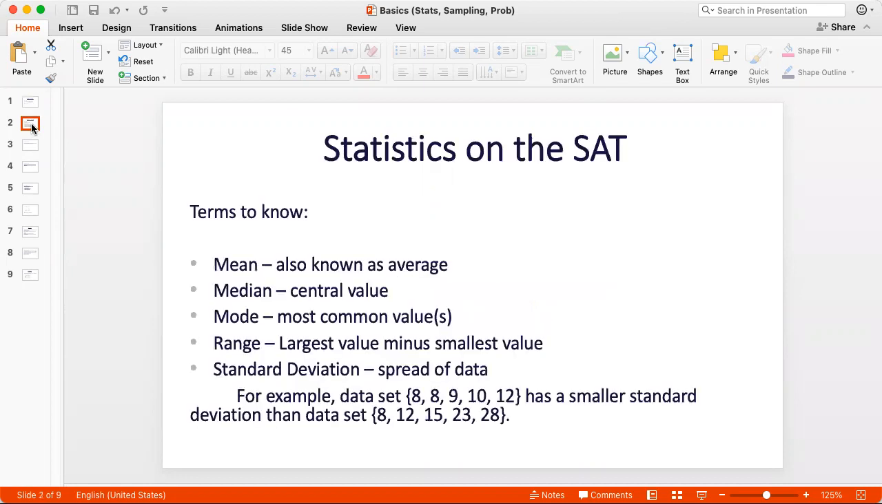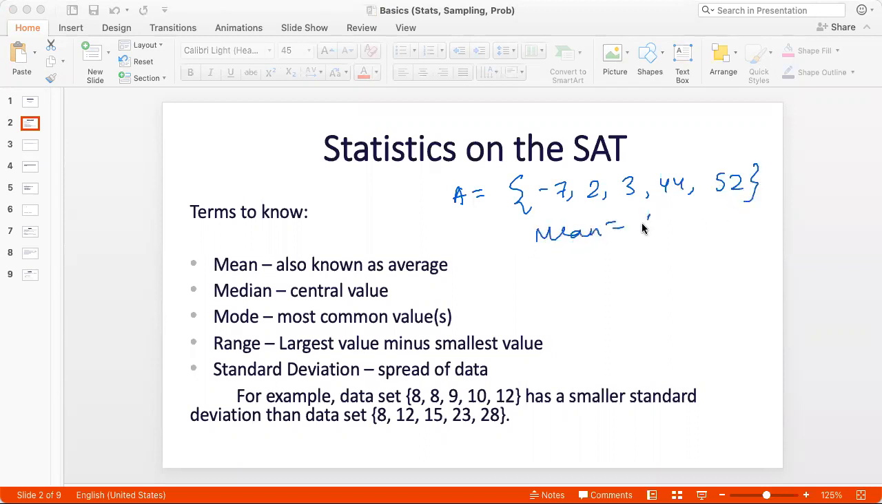So when we talk about statistics on the SAT, there are some terms that you should know and be comfortable with. The first term being mean, which is also known as the average. So let's say I have a data set A: -7, 2, 3, 44, and 52. Then the mean is the sum of the elements divided by the number of elements, right? So that's -7 plus 2 is -5, plus 3 is -2, plus 44 is 42, plus 52, which is 94.